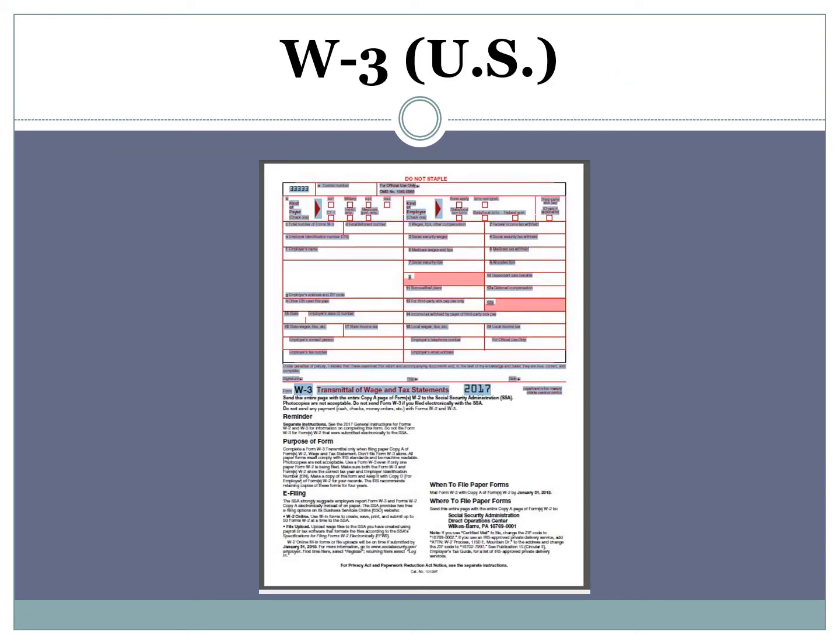Lodges in both countries are also responsible annually to provide a summary of all gross pay and all taxes withheld. Here we see the example of the U.S. form, the W-3.